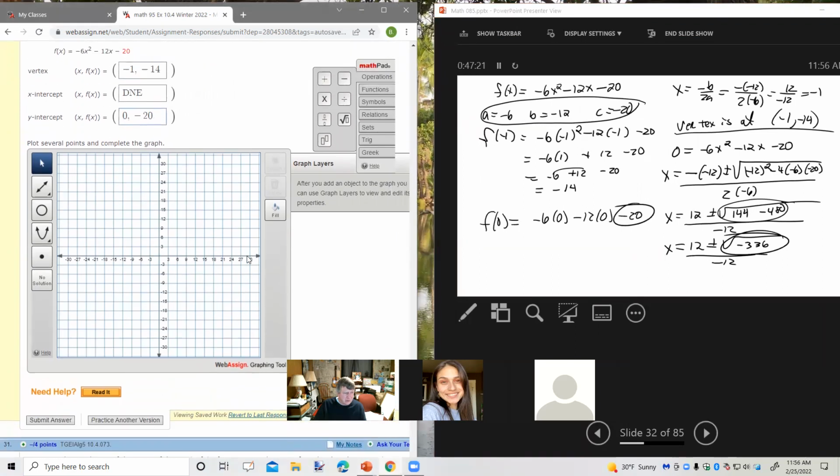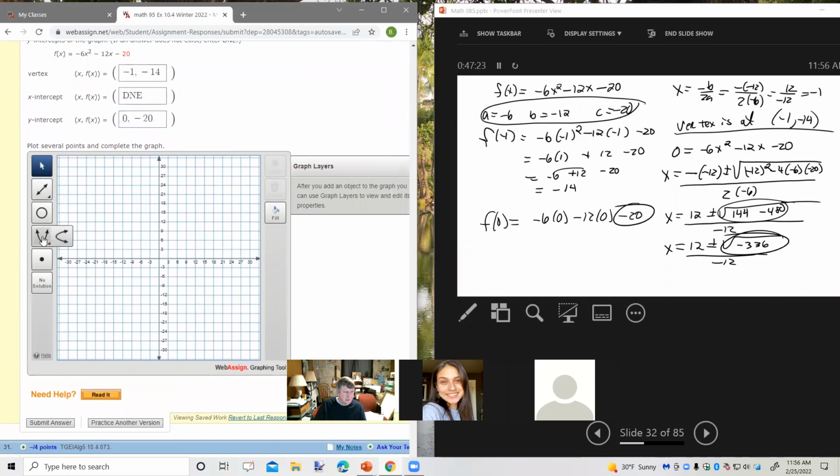Let's find out here. So here, the vertex is at -1, -14. So it's right about there. And then the y-intercept is at 0, -20. So right about there. Let's see here. This isn't quite where it's supposed to be. I'll make that. And that isn't quite where it's supposed to be. So we'll make it like that.